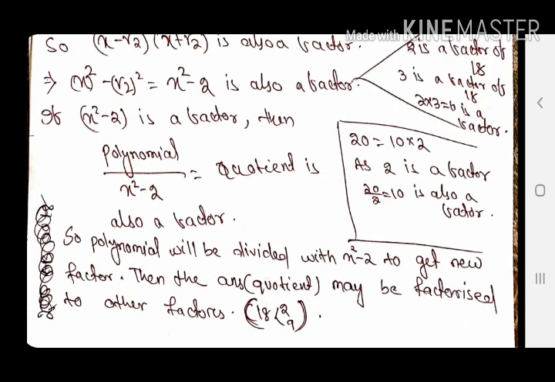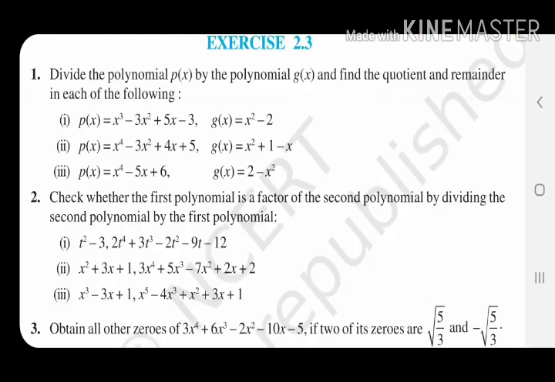So, I am summarizing the steps. Zeros are given. So, find its factors, then multiply the factors to get a new factor, and whatever you are getting as a factor, divide the polynomial with it. So, the quotient is also a factor. If possible, we can factorize the quotient also. Now, we will move to the last exercise 2.3.